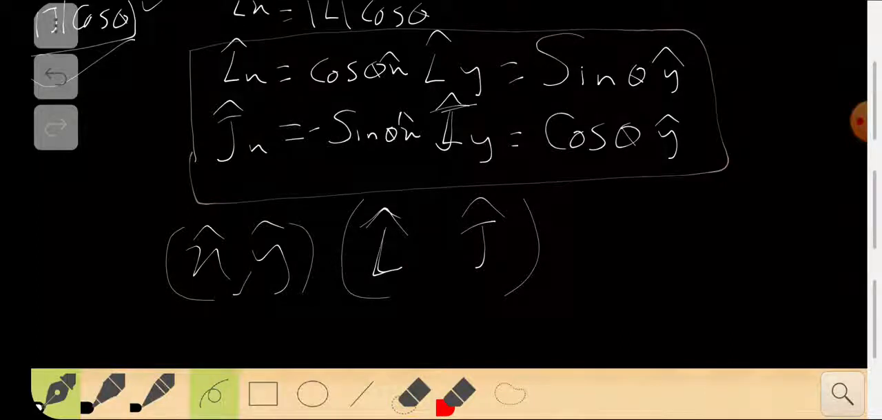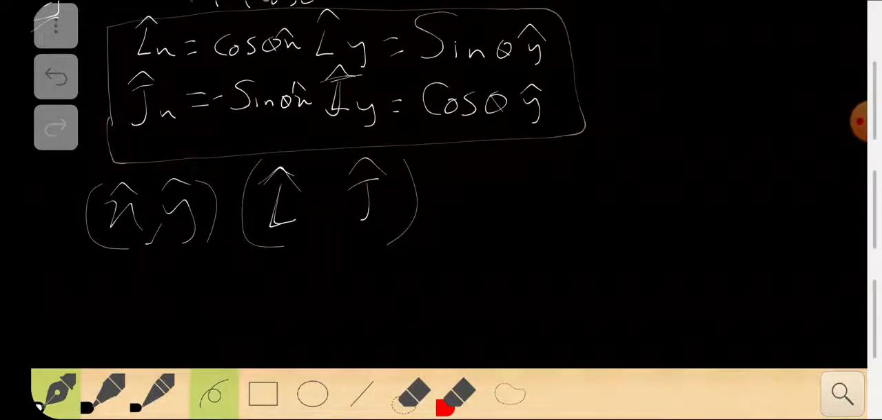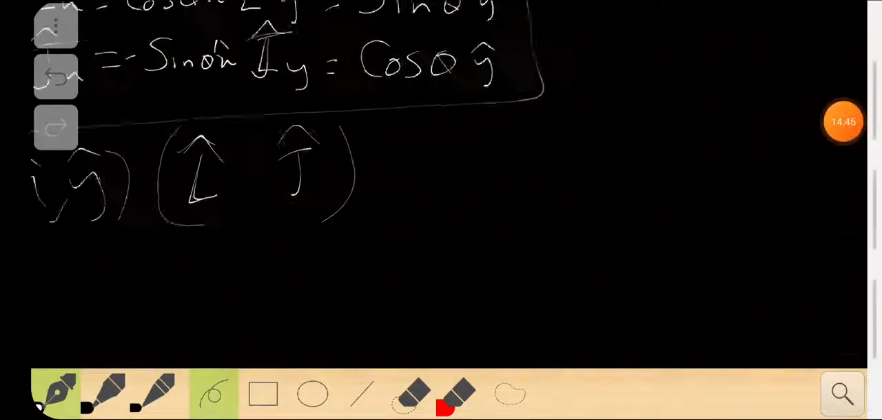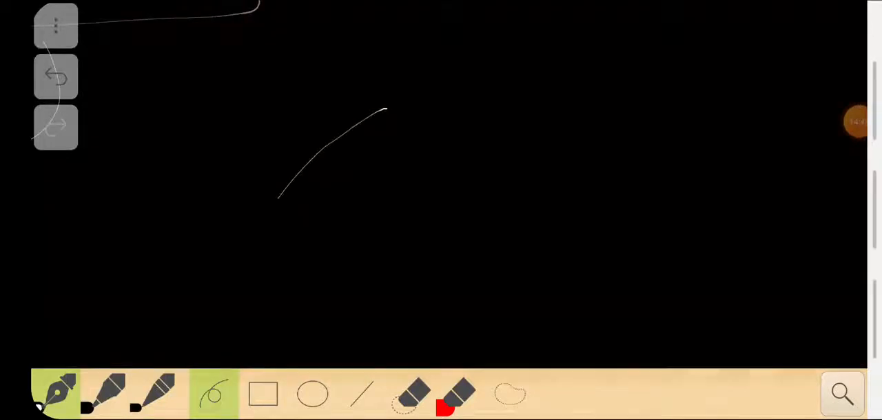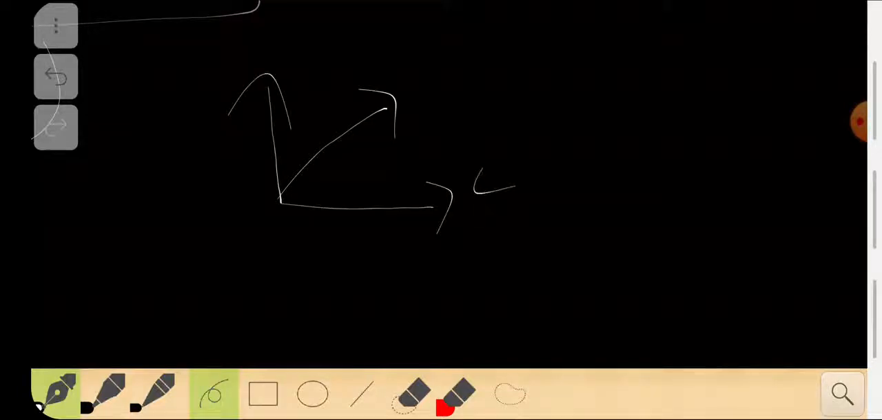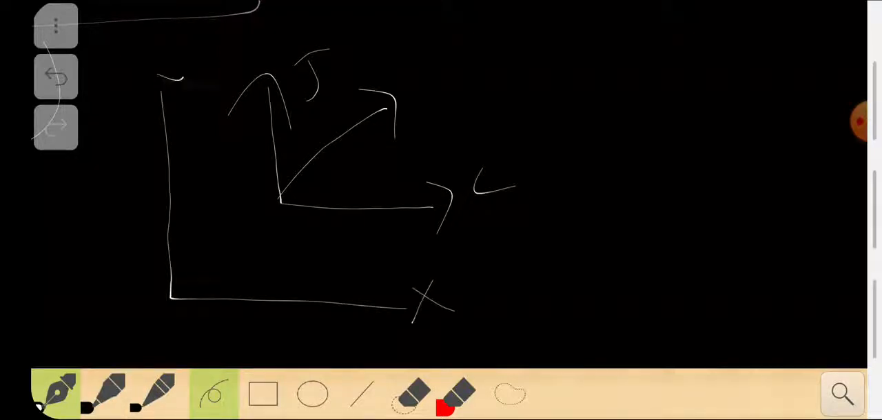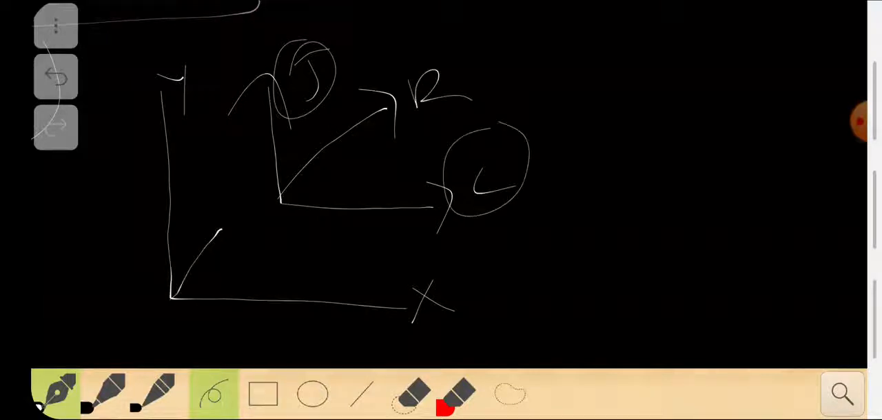That's what we have done. Now if you want to use it, let's say you have a vector like this, and you need to find out what it means in the L and J coordinate system, and you have this other coordinate system, x and y. You have to transform the vector r in terms of this coordinate system.